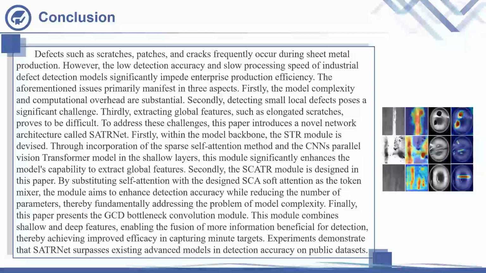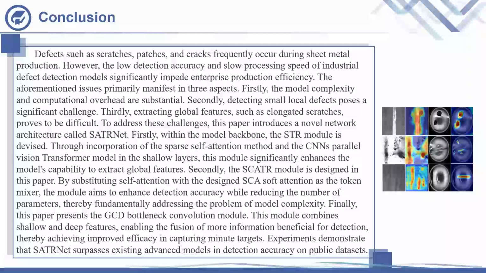Firstly, within the model backbone, the STR module is devised through incorporation of the sparse self-attention method and the CNN's parallel vision transformer model in the shallow layers. This module significantly enhances the model's capability to extract global features.